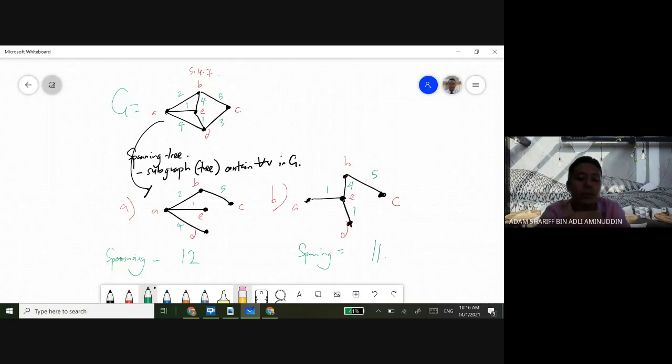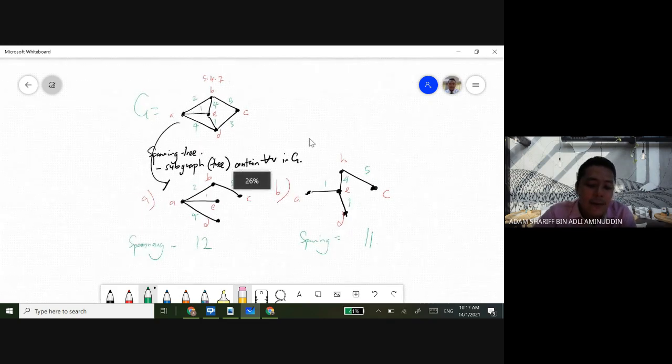This small example shows that spanning trees from a given graph might not have the same weight. Okay, first point is that it has numerous spanning trees. Okay, itu yang pertama kali. Daripada G ni, kita boleh create many spanning trees. And each spanning tree might have different total weights.